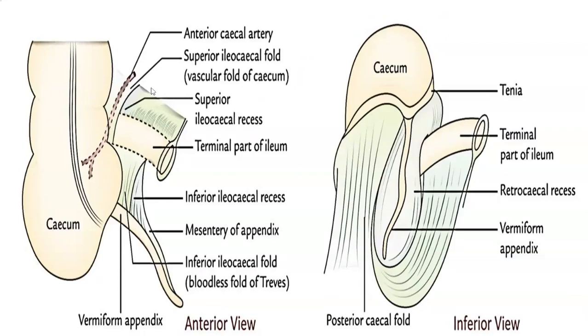So as you can see here, this is the anterior view. This is the anterior cecal artery, the superior ileocecal fold, the superior ileocecal recess, the terminal part of the ileum, the inferior ileocecal recess, the mesentery of the appendix, the inferior cecal fold, and this is the vermiform appendix. Inferiorly, you will have this structure. This is the cecum. These are the taenia coli, the ileum, the retrocecal recess, the vermiform appendix, and this is the posterior cecal fold.